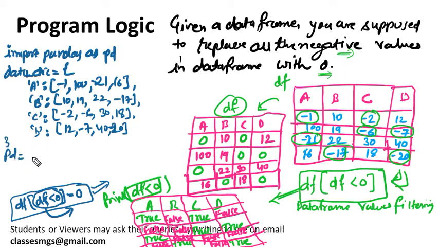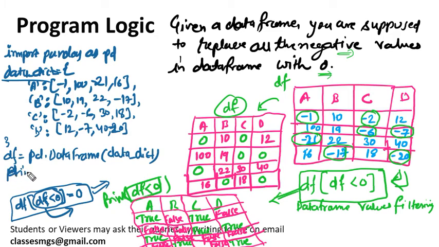Now you can create the data frame. Let's suppose you want to create a data frame called df. So df you can create like this: df equals pd.DataFrame, and you pass this data dictionary here, data_dict. Now what you need to do is write this line: print the data frame first, before the change, and then you write this line, df less than 0.